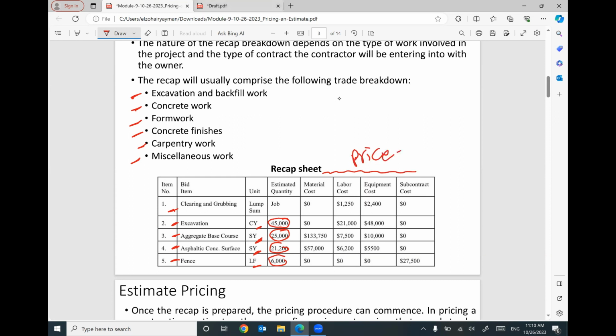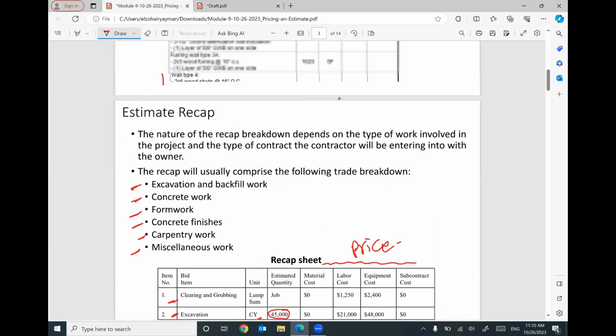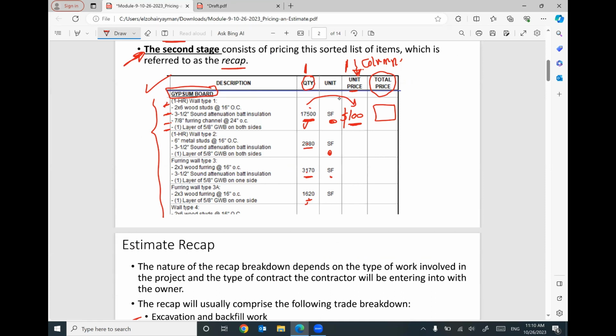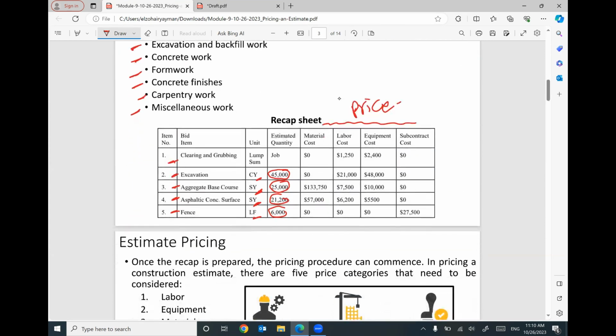Your price is not simple, as you know. No, your price will be more complicated. It's not only one column, just unit price and that's it. No, we have to consider many factors because we have cost for material, we have cost for labor, we have cost for equipment, and we have cost for the subcontract. We have different types of cost. It's not just a simple number and that's it.